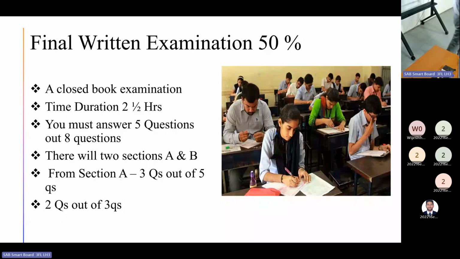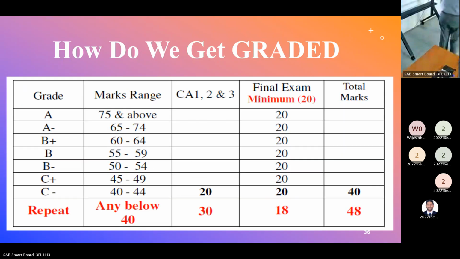The final examination is a 2.5 hour paper with 8 questions, in 2 parts: 5 questions in one part and 3 in the other. Answer 3 out of 5 and 2 out of 3, so altogether 5 questions. I don't know whether you all know that even if you get 48, you can fail. Do you know that?